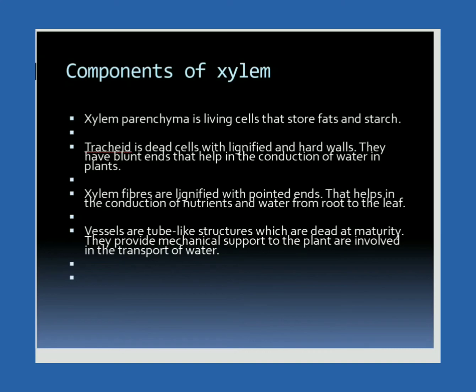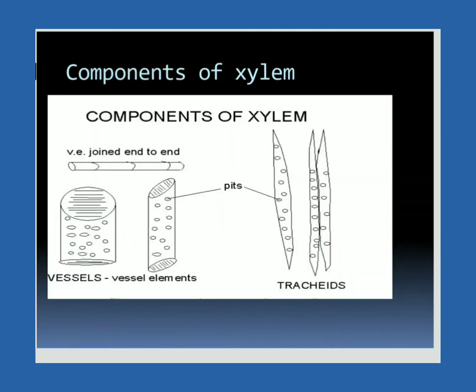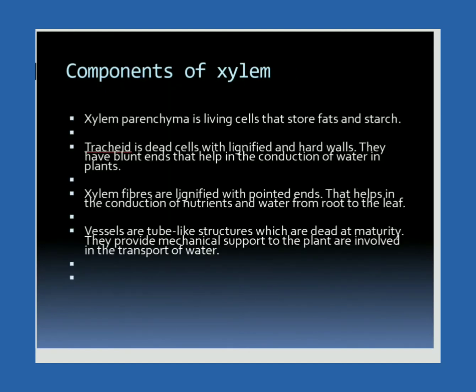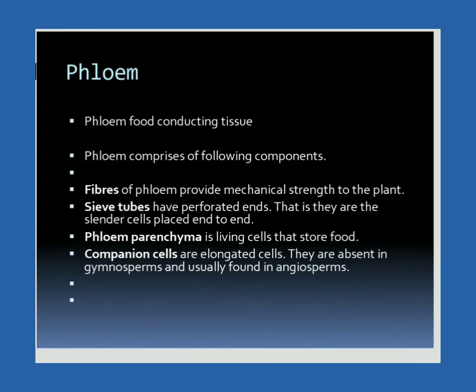Whatever it is, the main important function of the xylem tissue is conduction of water. Whether xylem parenchyma, tracheids, xylem fibers, or vessels, their important role is to conduct water. Here you can see the vessels, which are tube-like structures, and tracheids are long and thread-like. Among these four types of xylem cells, only the xylem parenchyma is living.